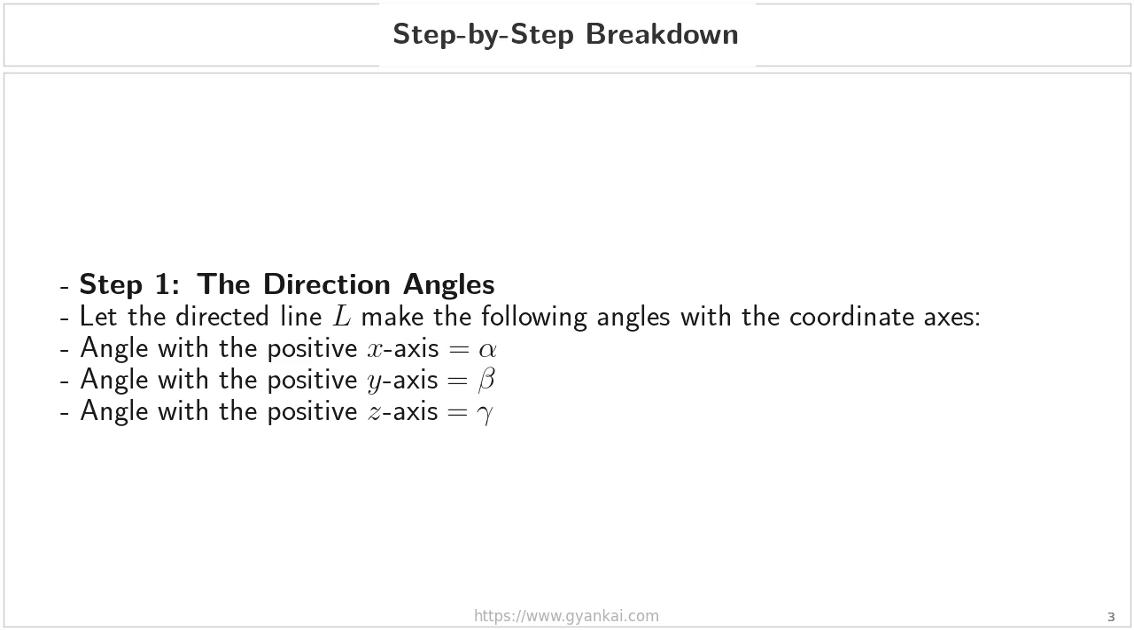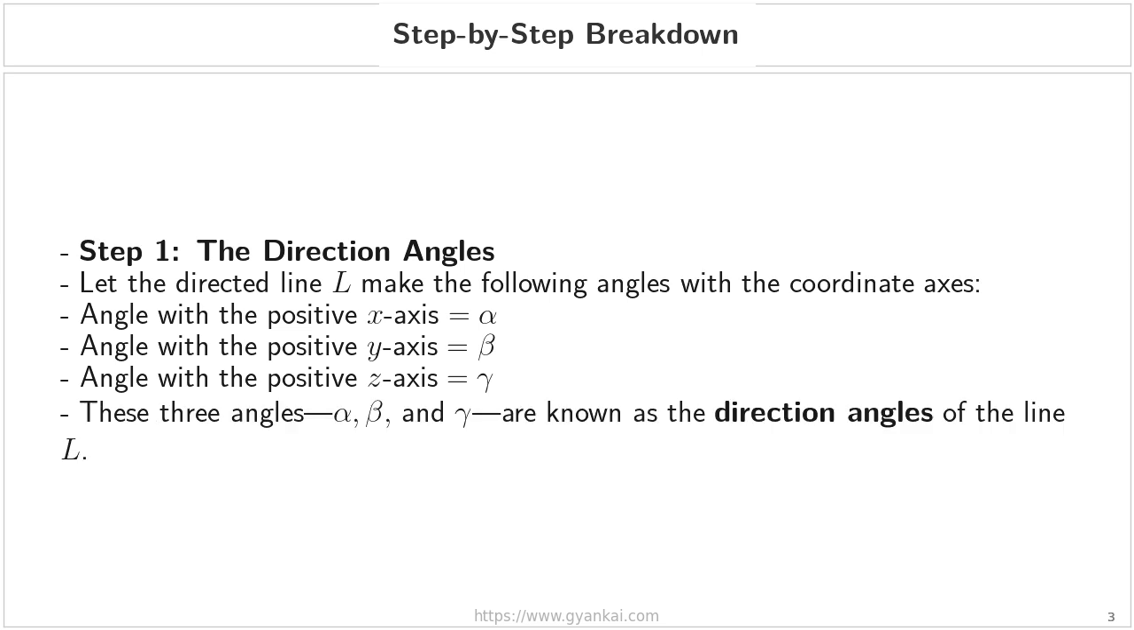First, we look at the angle it makes with the positive x-axis, and we'll label this angle alpha. Next, we look at the angle it makes with the positive y-axis, which we'll call beta. And finally, we look at the angle it makes with the positive z-axis, which we'll denote as gamma. It is very important to remember that these three specific angles, alpha, beta, and gamma, are collectively known as the direction angles of the line L. Keep these angles in mind, because in the next slide, we are going to take the cosines of these angles to find our direction cosines.